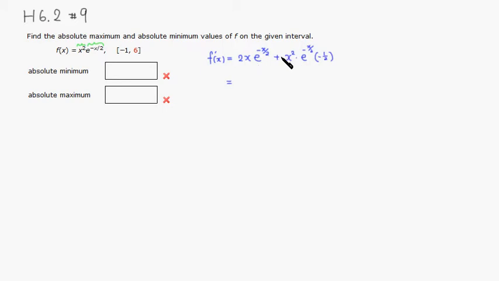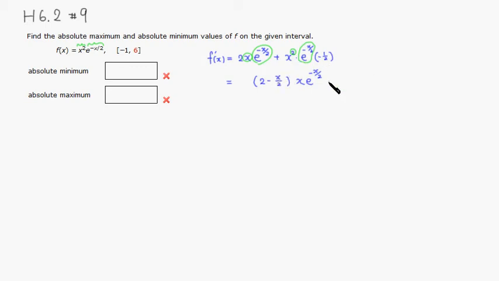So we can factor out the common factors. We have e to the negative x over 2 in common, so we can pull that out. And also x is in common, so x is factored out. Then what's left is 2 from the first term and a negative x over 2.